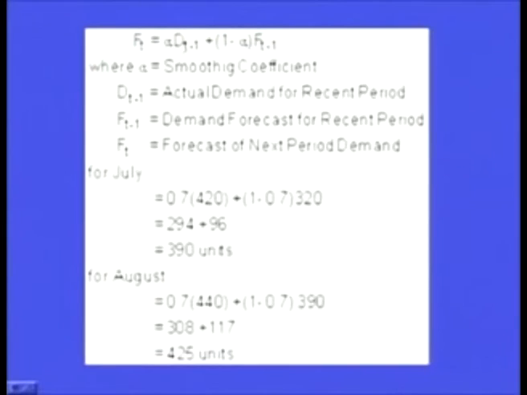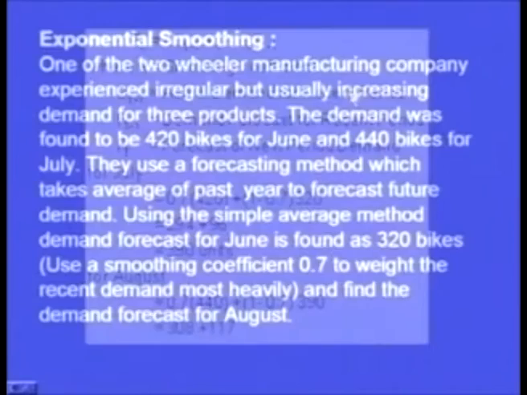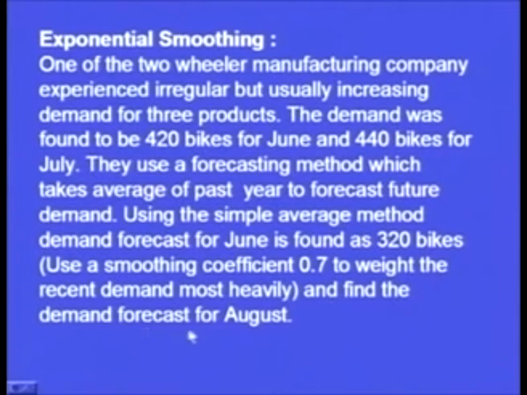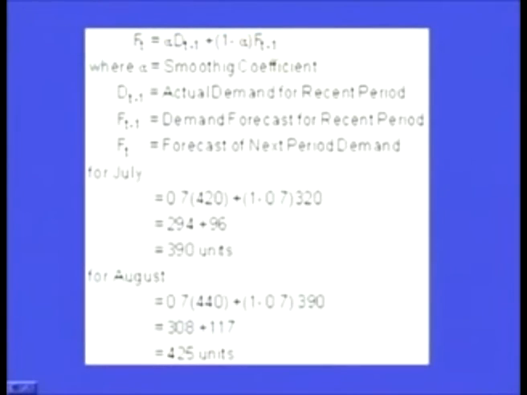The formula is given as Ft = α·dt-1 + (1 − α)·Ft-1. For your easy understanding, we will again see: alpha is the smoothing coefficient, dt is the actual demand for the recent period. Now, we are forecasting for the month of August. Find the demand forecast for the month of August. So, actual demand for the recent period means we need to know the demand for the month of July. Then Ft-1 is the demand forecast for the recent period.